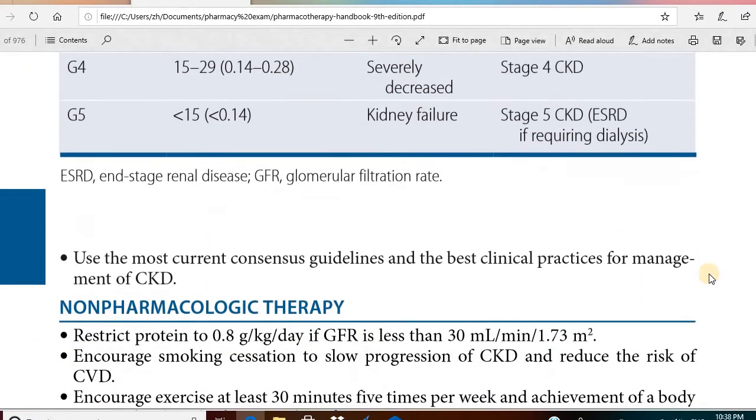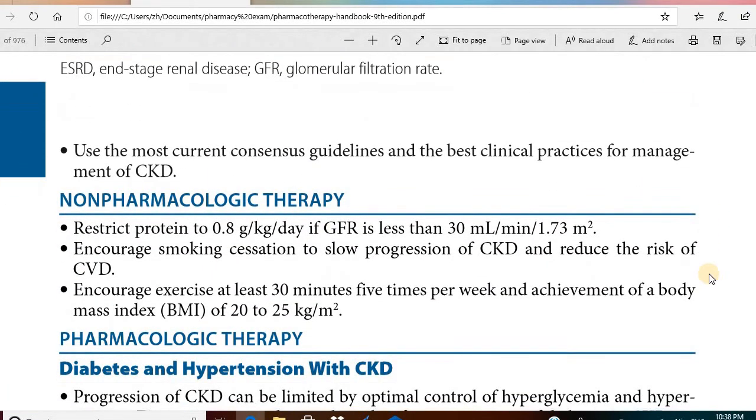So we are going downward. Here they are saying to use the most current consensus guidelines and the best clinical practices for management of CKD. So first of all, you have to understand the guidelines, then you can go to the clinical practice. If you know about the disease, then you can treat it. If you do not know about the disease, then how can you treat it? So this is the point.